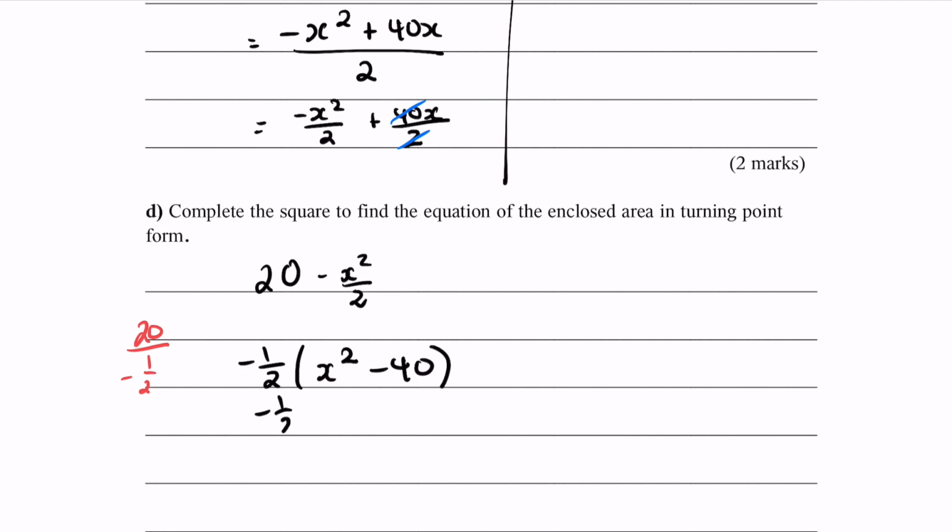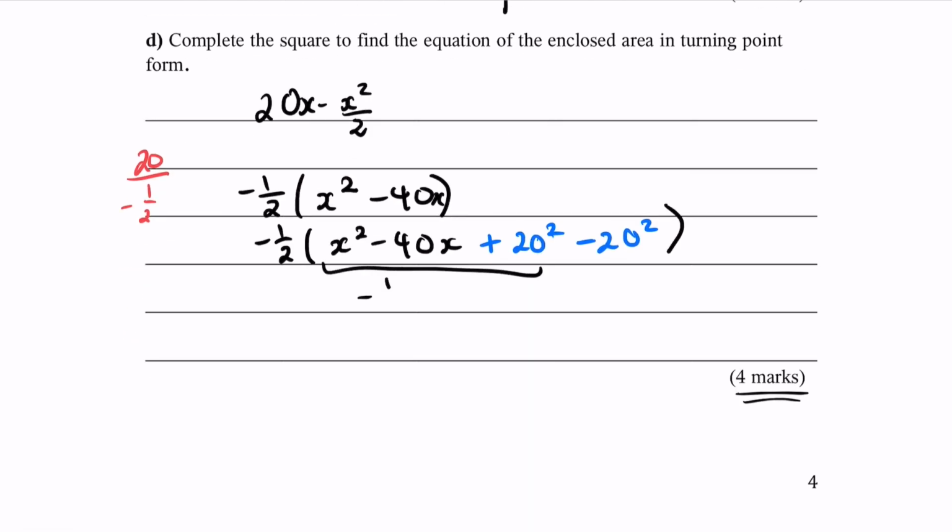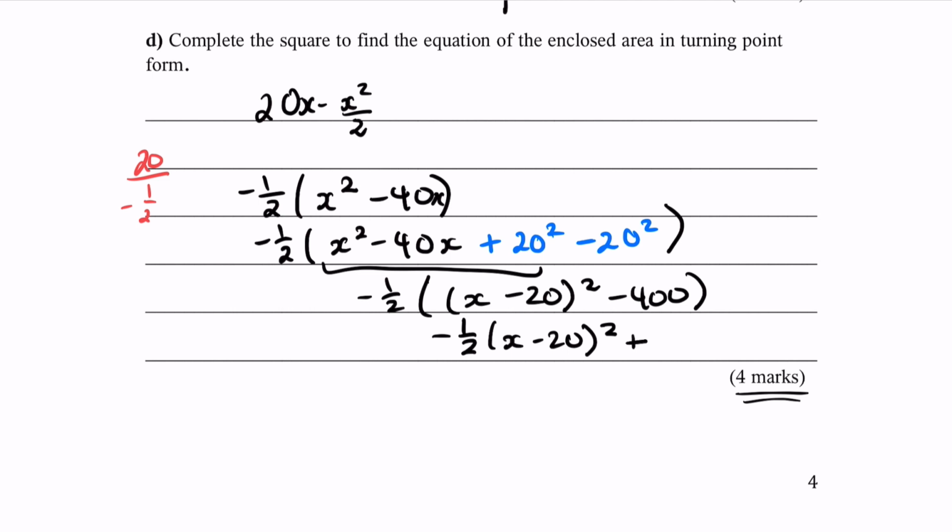Like this. All right, from there, everything is going to be the same. Sorry, there should be an x. I keep forgetting to write that. Okay, so we're going to go plus 20 squared minus 20 squared. And then now this is going to factorize to a perfect square. So we're going to double bracket. And then 20 squared, we'll think of like 2 squared is 4, and then the 0 doubles. So that's going to be minus 400. And then now I'm going to expand the half in. So we're going to have negative a half x minus 20 squared plus, and then 400 times a half is going to be 200.